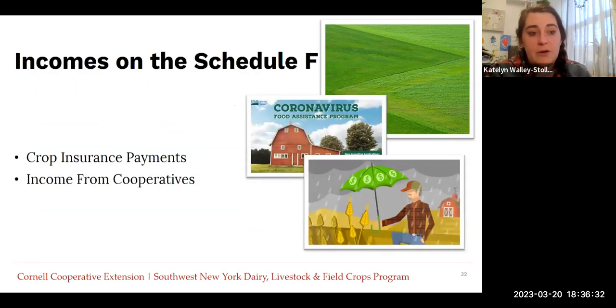Other incomes include crop insurance payments, income from a co-op. So if you're part of a cooperative or a collective marketing group, and you receive income from that, that income counts as income that you claim on your Schedule F as well.